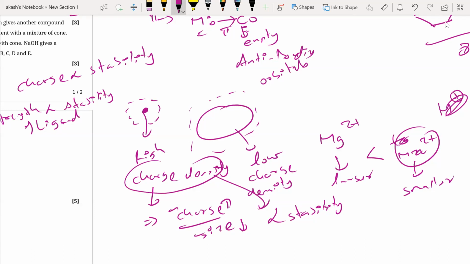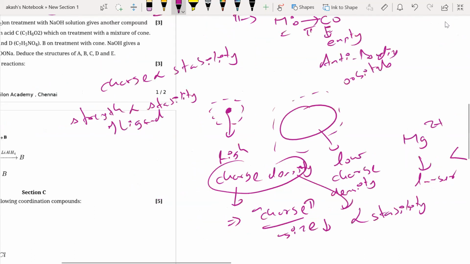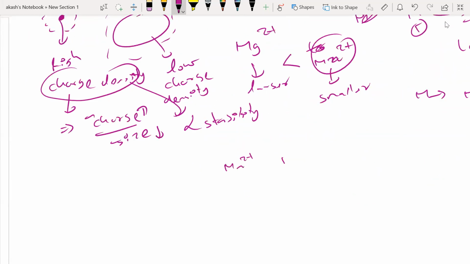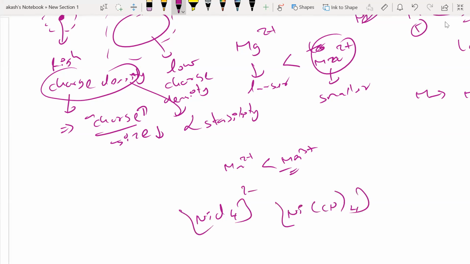Okay, next, charge you can check. You can go for maybe Mn2+ and Mn3+. Now I can tell that this is actually going to have more stability in the coordination complex. And say if you want to go for the nature of the ligand, compare your NiCl4 2- with Ni(CN)4 2-. Obviously, this will be more stable than this because Cl is a weak field ligand, whereas CN is a strong field ligand. Like this, you can explain.